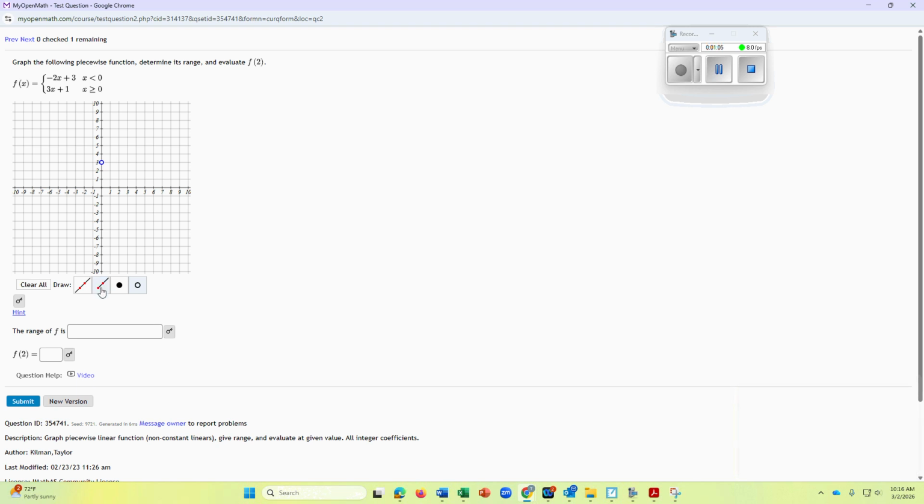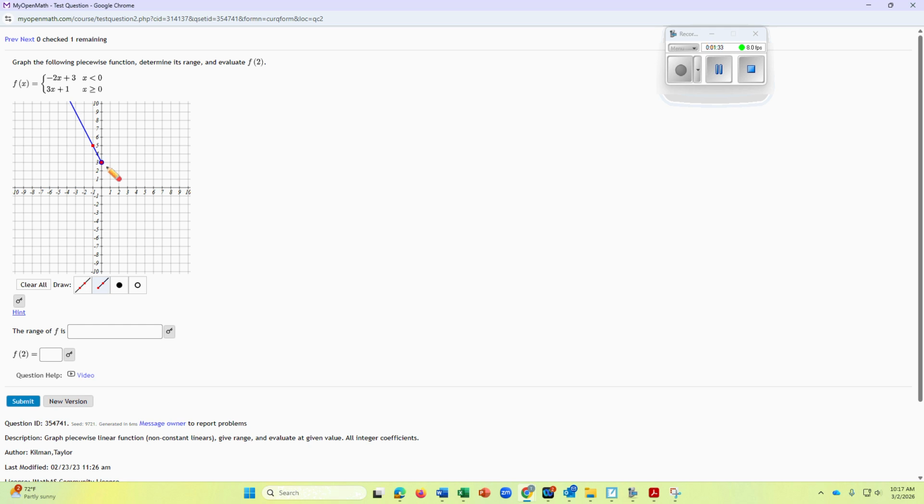So what I'm going to do is grab this line tool right here because it has one endpoint and then it has one that goes on forever. So I'm going to first click the open circle right here. And then, when I plugged in -1, I got 5. So I'm going to click that one right there. So when x is -1, y is positive 5. So that's the first equation right there. And I did put an open circle right there, okay?